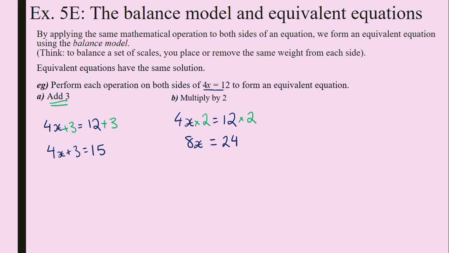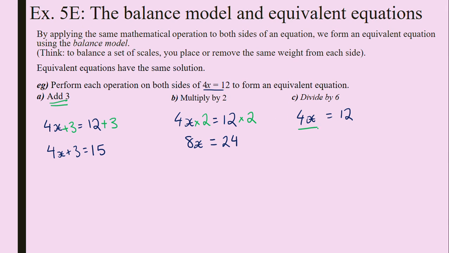Again, we already know that x is 3. If we substitute to check that our answer is in fact the same and we've done things correctly, 8 times 3 equals 24. Okay, so we have completed the operation correctly. Last one now, we're going to divide both sides by 6. So again, we get 4x equals 12, and we're going to do the same thing to both sides.